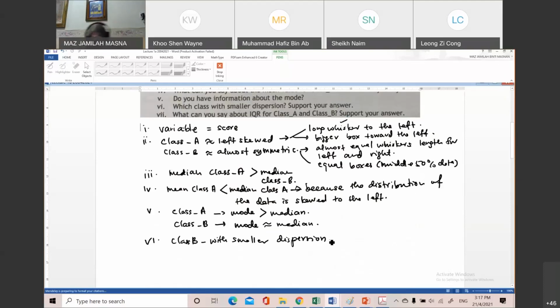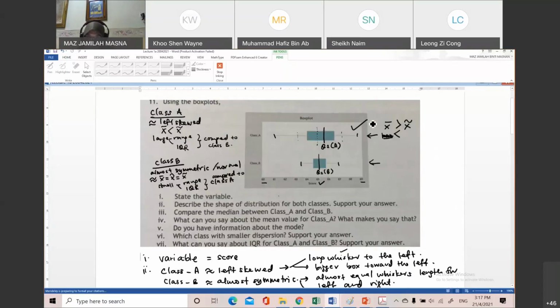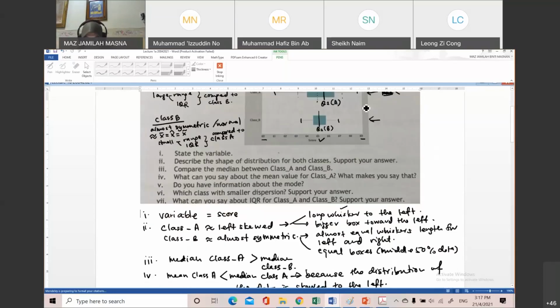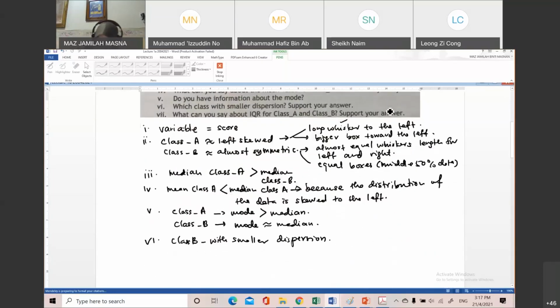Support your answer. How would you support your answer? Because it has a small interquartile range. Yes, you can use because it has a smaller IQR than the IQR of class A.